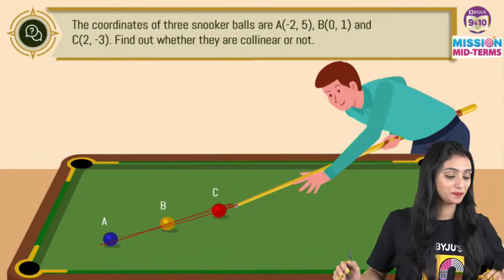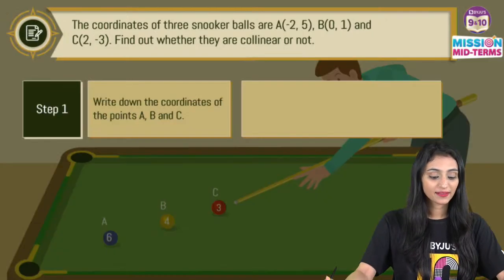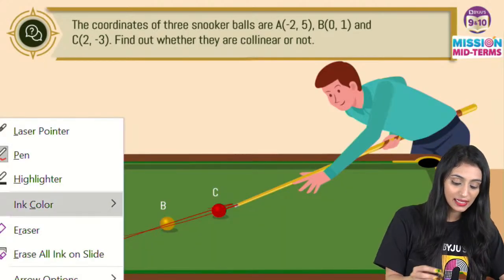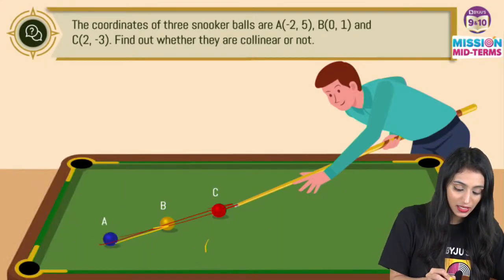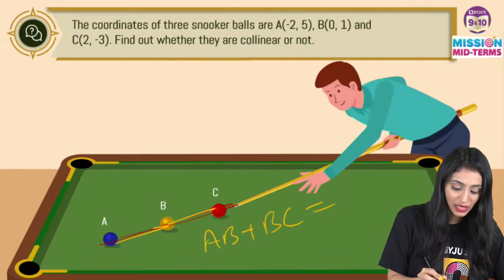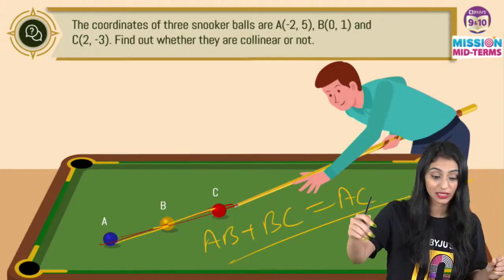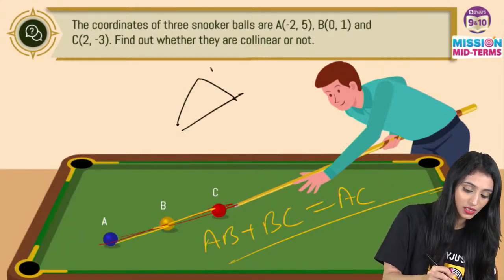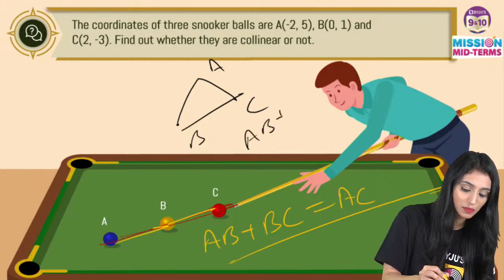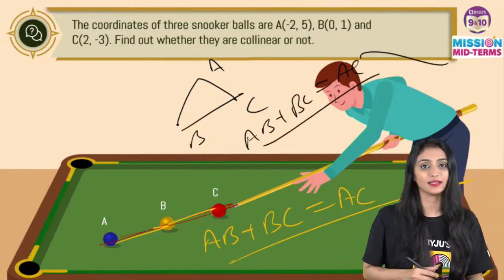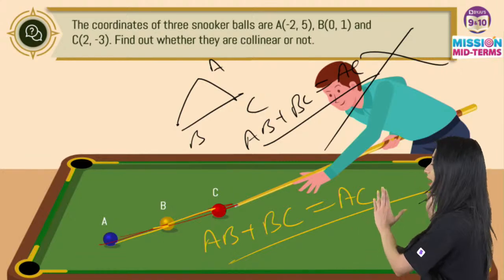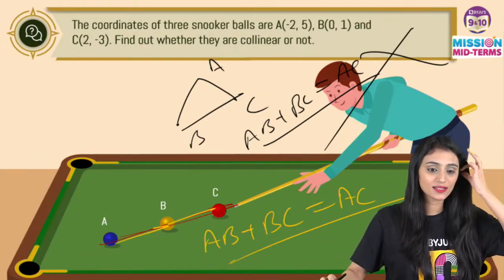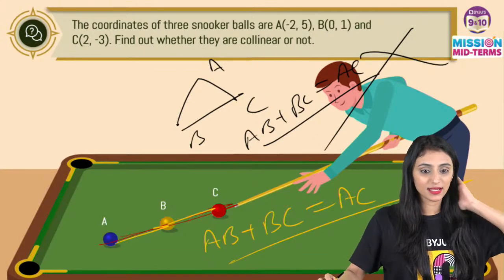Yes, everyone. Okay. So to find this out, what do we have to check? We have to check if they're lying on a straight line. If something is lying on a straight line, that means AB plus BC will give me AC. Let's suppose if points are like this, A, B and C, then you cannot say that AB plus BC is equal to AC. If they are collinear, then AB plus BC will give AC. Correct, Dhruv? Collinear means this.